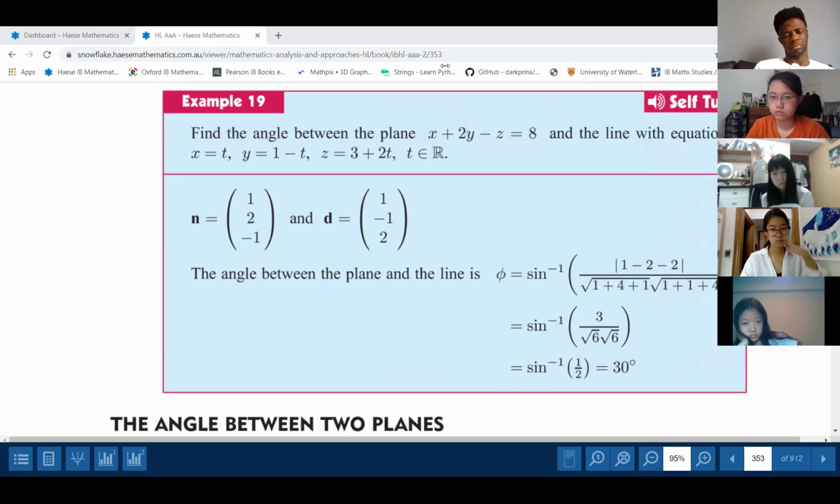The scalar product is the product of the x components plus the product of the y components plus the product of the z components. The length of each of the vectors is the square root of the sum of the squares of the components. We perform the calculations and recognize that the acute angle with sine 1/2 is 30 degrees. So, the angle between the line and the plane is 30 degrees.